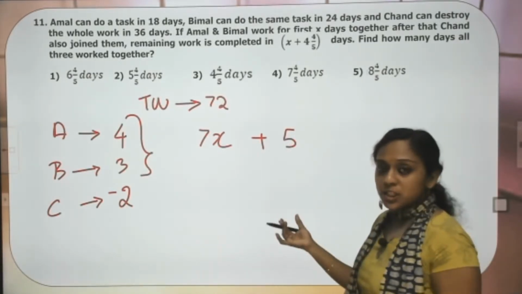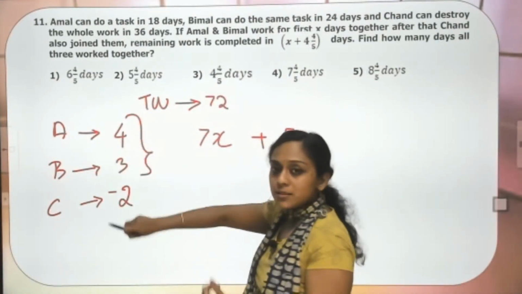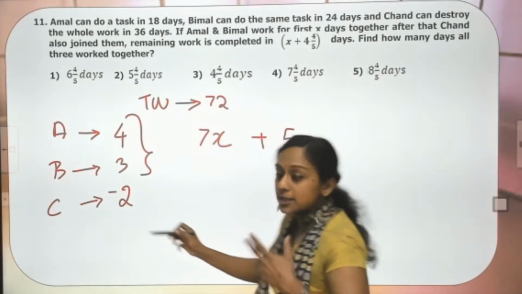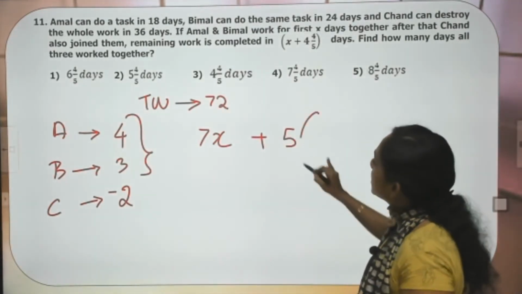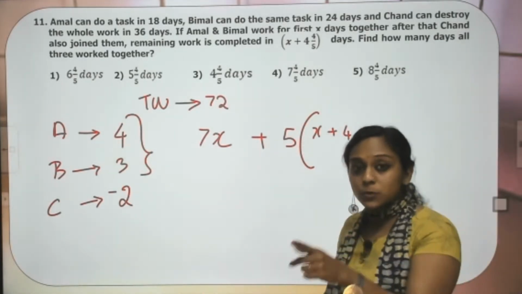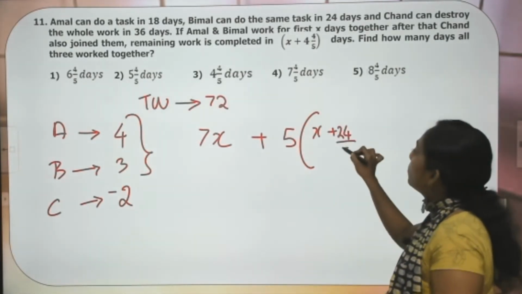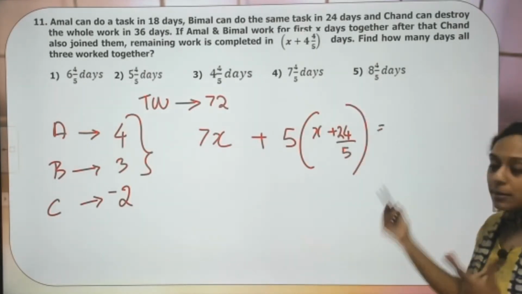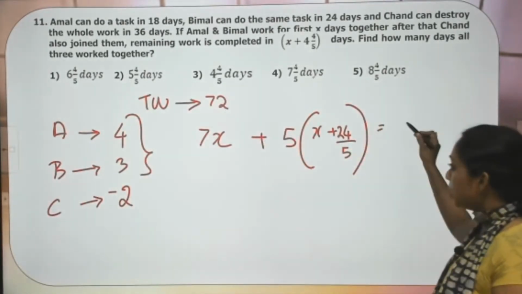So with 5 efficiency, how you got 5? A, B and C, just add it. So 7 minus 2, that is 5. So with 5 efficiency they worked for x plus 4, 4 by 5 means that is 20 plus 4 that is 24. So 24 by 5 days and the work is completed. How much is the work here? 72 is the work here.